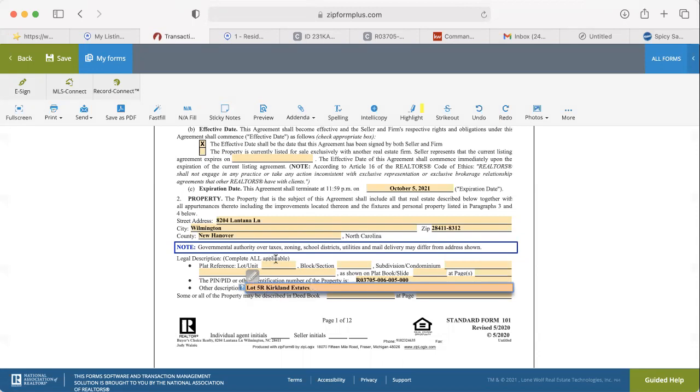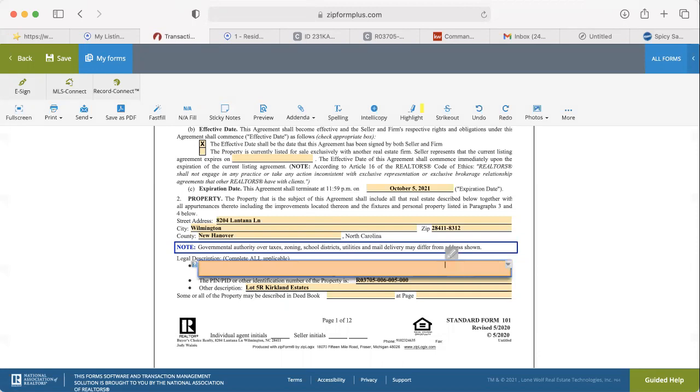And now I have the information here that I can fill in up here. So my lot number is 5R. There's no block or section number. And the subdivision is Kirkland Estates.